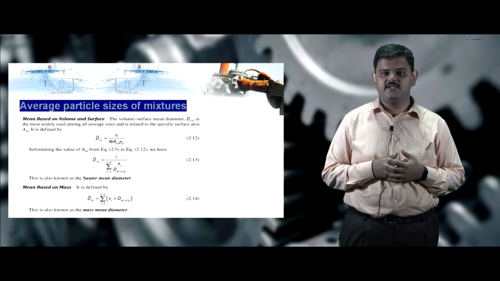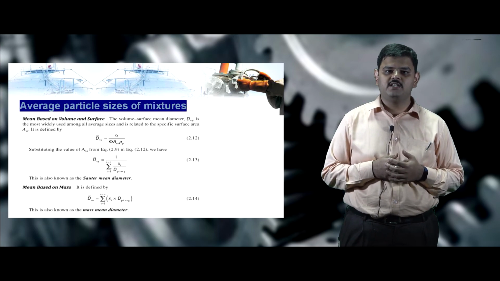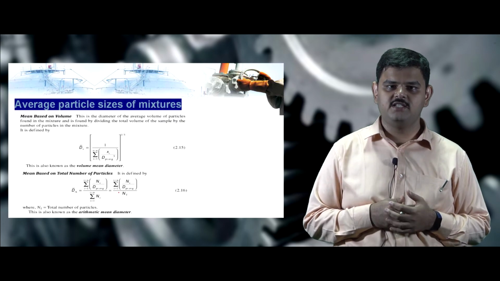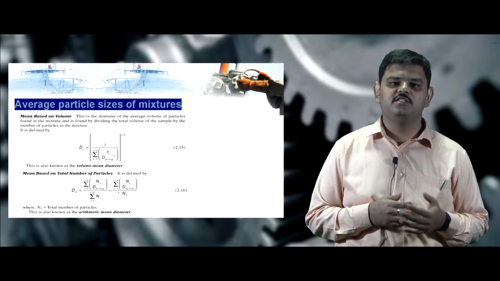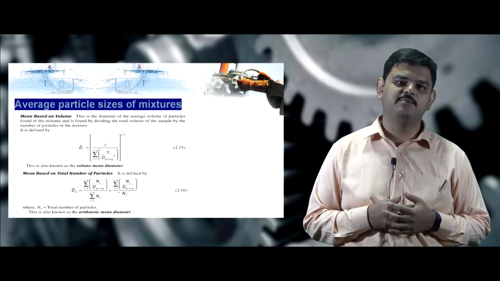The volume mean diameter is expressed as dV is equal to cube root of 1 by summation of xi by dpi cube. The arithmetic mean diameter based on number of particles is expressed as dA is equal to summation of ni dpi average divided by nt. Nt is the total number of particles.